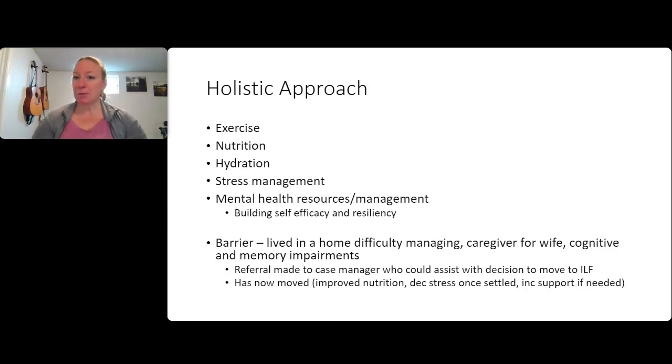And then holistic approach, just a reminder: exercise, nutrition, hydration are really important, stress management, and then mental health resources and management. And sometimes it's just putting language around it. If someone is not ready to change some of their health behavior habits, like start exercise or drink more water or give up coffee or drink less coffee, right there, we're kind of like, okay, maybe we shouldn't go down that path because we could actually make it worse.